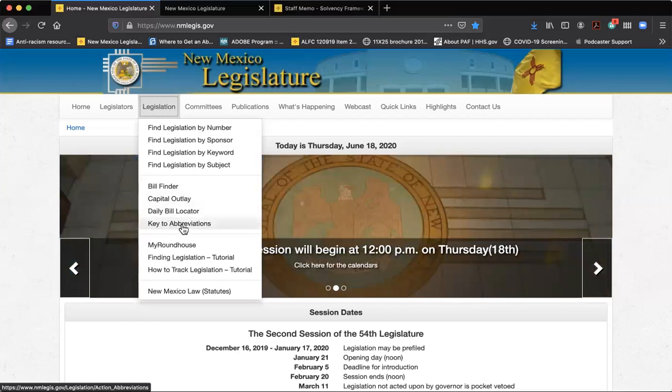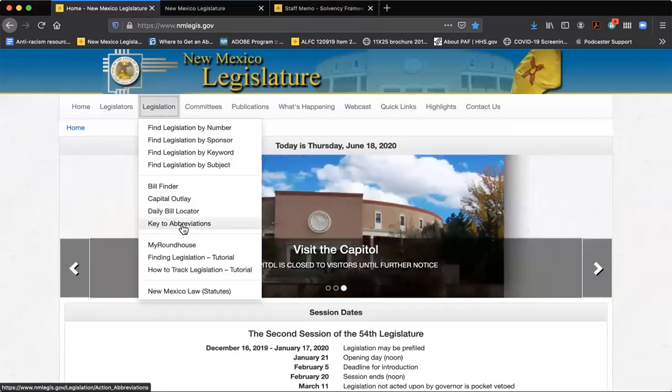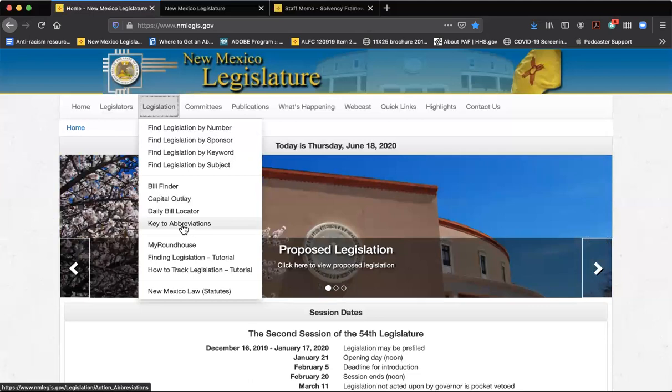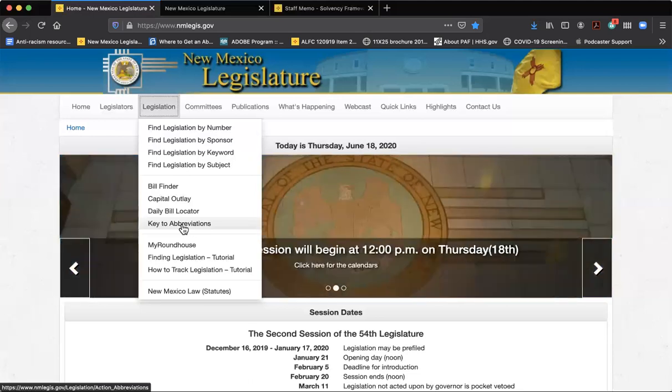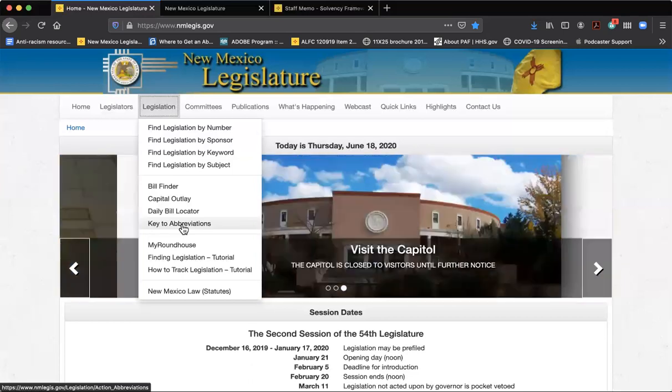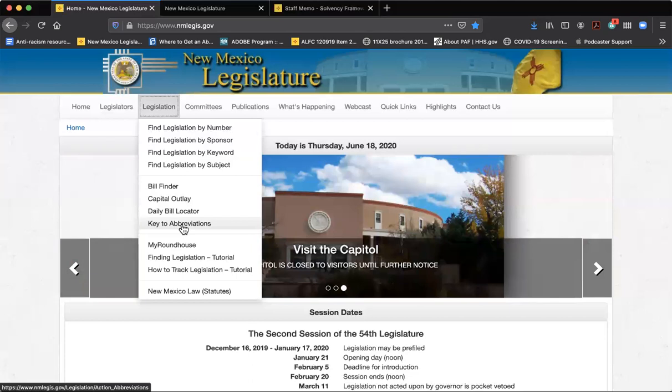The key to abbreviations is incredibly important. So when you see committee abbreviations like HFC or LFC, this helps you know what it is that you're looking at. If you're looking at the schedule or even if you're looking at the bill itself, there's a lot of abbreviations that are specific to the legislature that this is helpful in looking for.